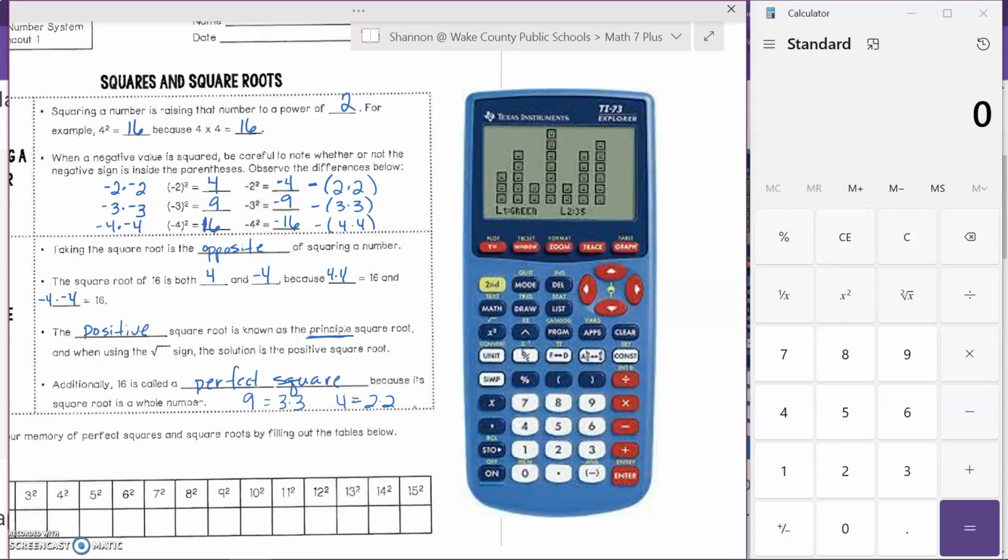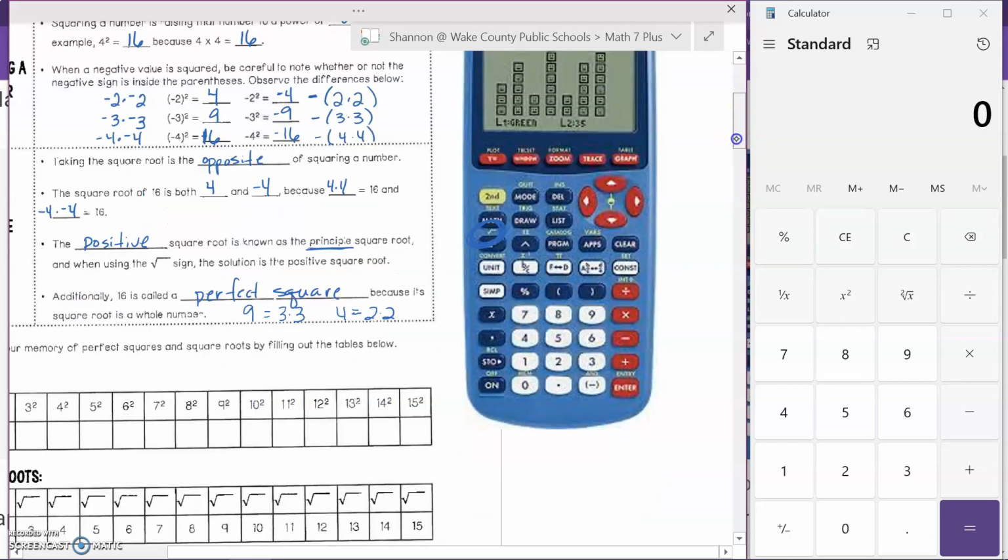All right, let's keep going. Oh, well, I've got this picture here. So square root on your calculator, most of you are using the TI-73s, is right here. It's above the square key, and it's in yellow, so that means you have to hit the second key first before you use the square root key.